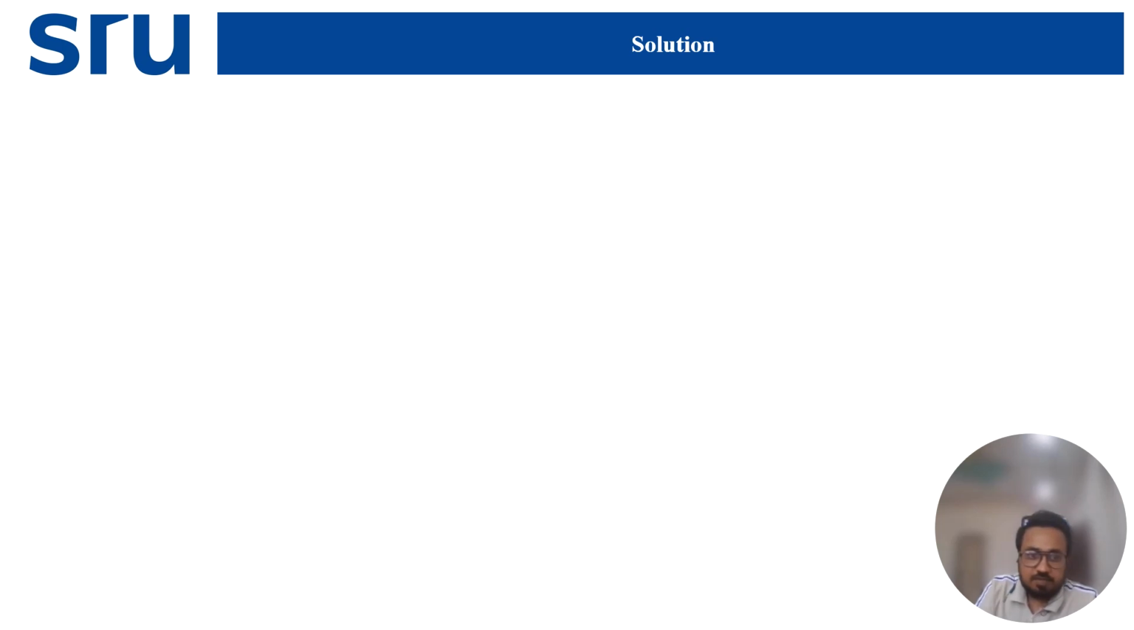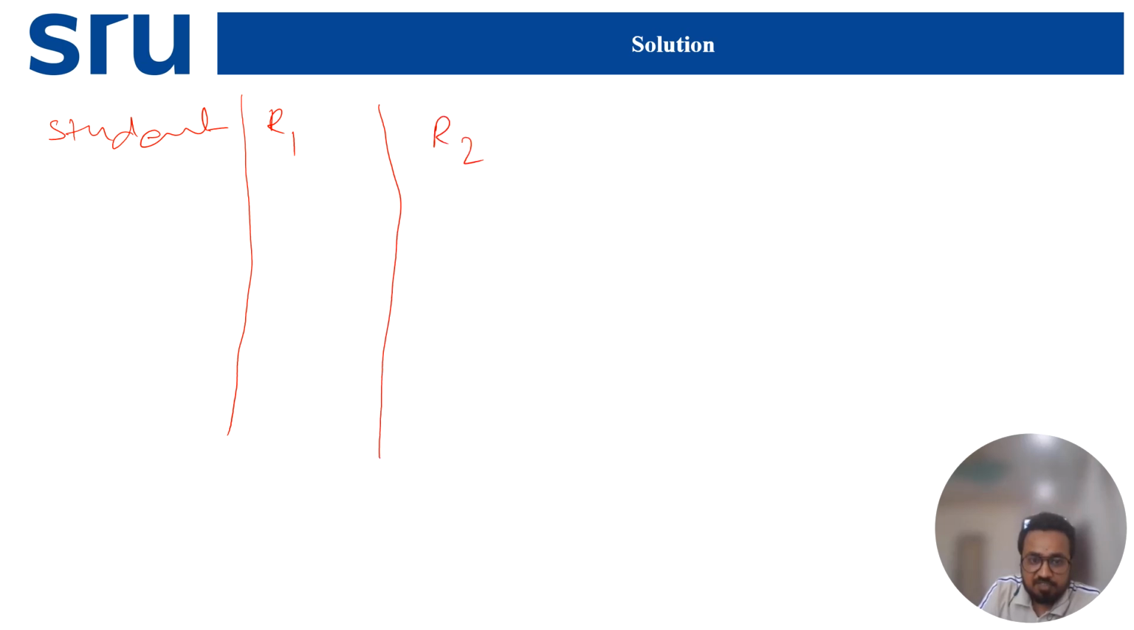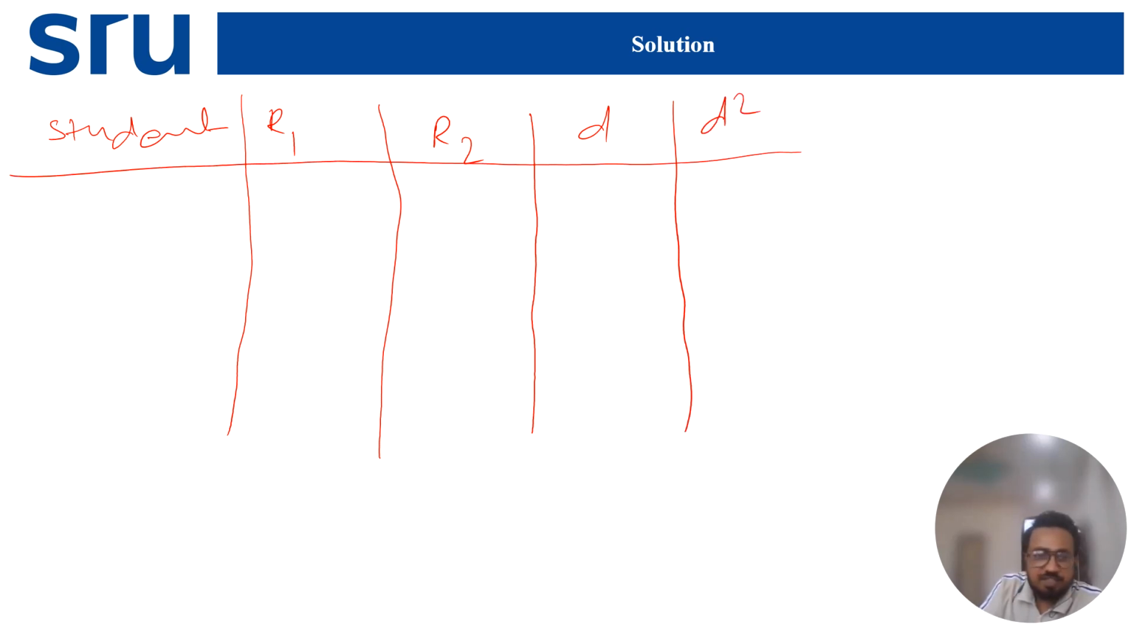Now here, R1 is the rank in mathematics, R2 is the rank in statistics, this is D, and this is D square. What is given? Students A, B, C, D, E. The rank in mathematics is 1, 2, 3, 4, 5. But in statistics, it is 2, 1, 3, 5, 4.